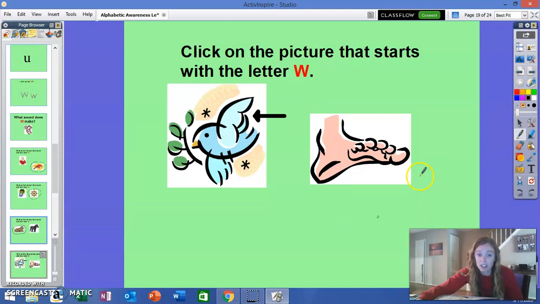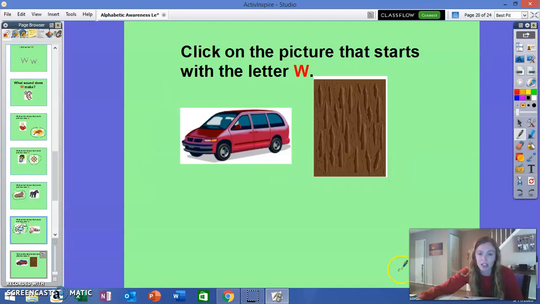Let's look at our next two pictures. This is a foot, and this is pointing to the bird's wing. Wing. Which one starts with W? Foot or wing? Awesome job. Wing starts with W. Very good. Let's look at our next two pictures. We have a van, and a piece of wood. Van, wood. Which one starts with W? Awesome job. Wood starts with W.